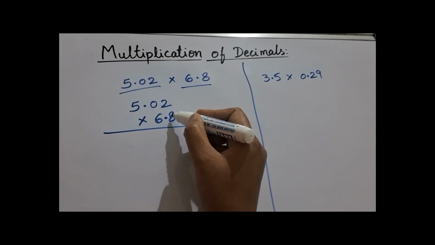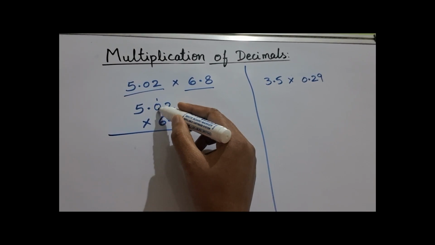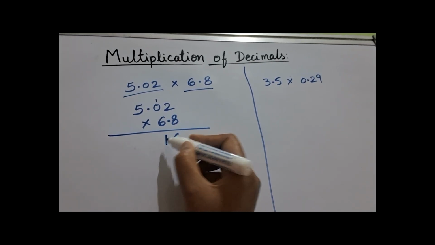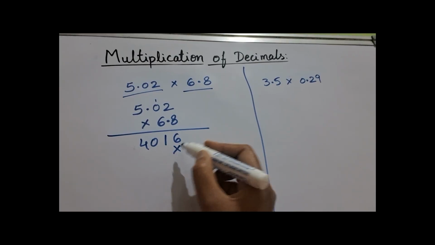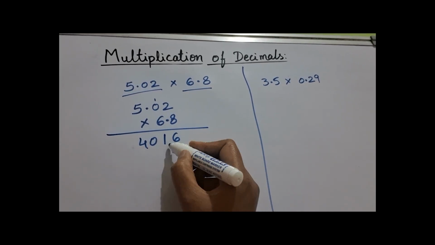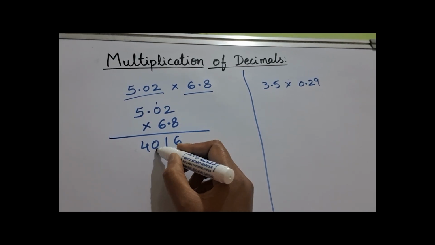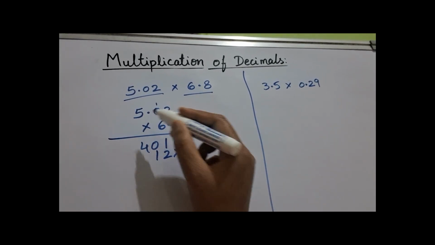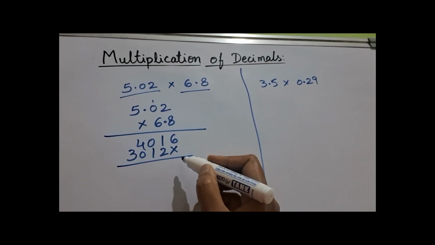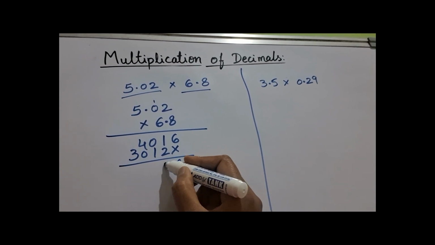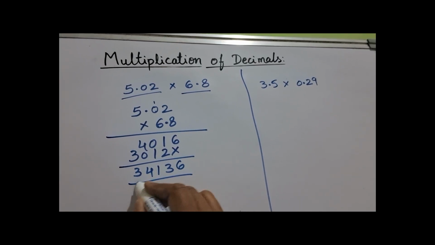Okay, children. So, 8 twos are 16, that is 6, 1 carry. 8 zeros are 0 plus 1, 1. 8 fives are 40, 40. Okay, leaving this place again, 6 twos are 12, 2, 1 carry, and 6 zeros are 0 plus 1, that is 1, and 6 fives are 30, 30. Okay. Now, adding these, what will we get? 3 1 4 and here 3. Okay, this is the answer we got.